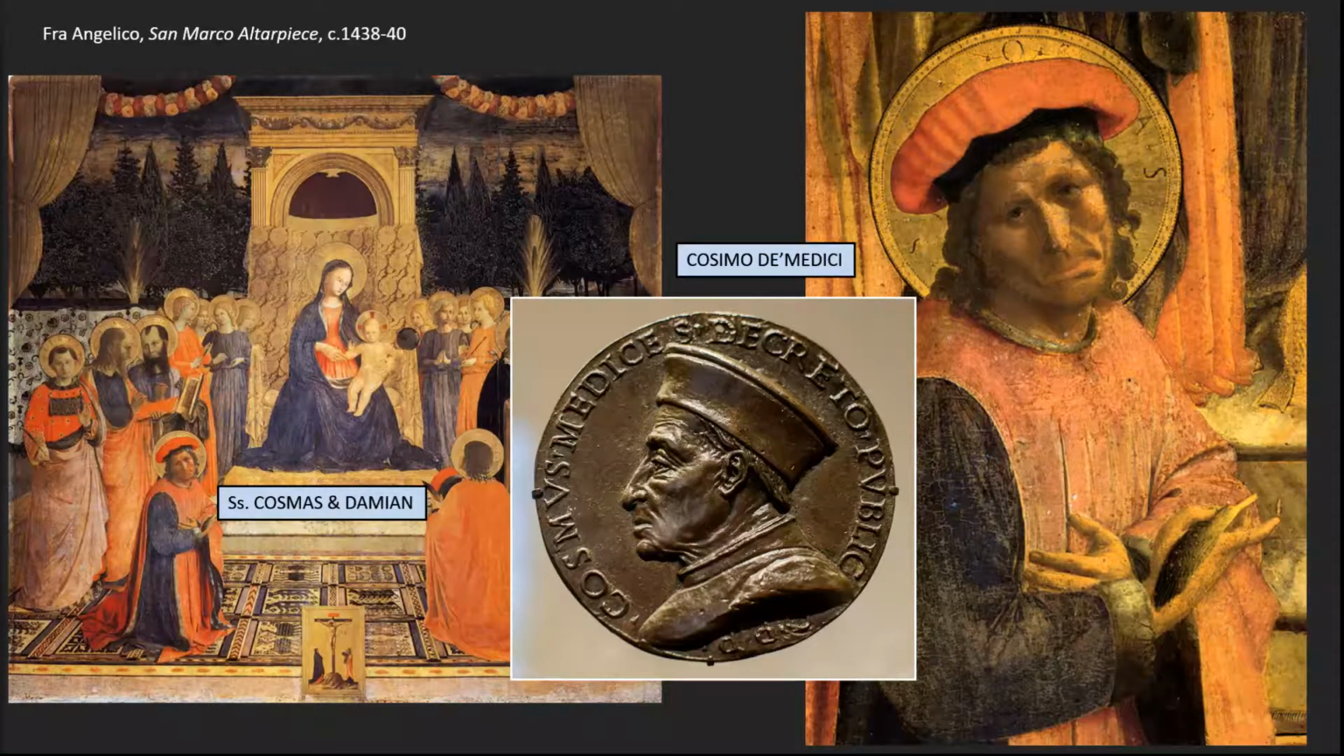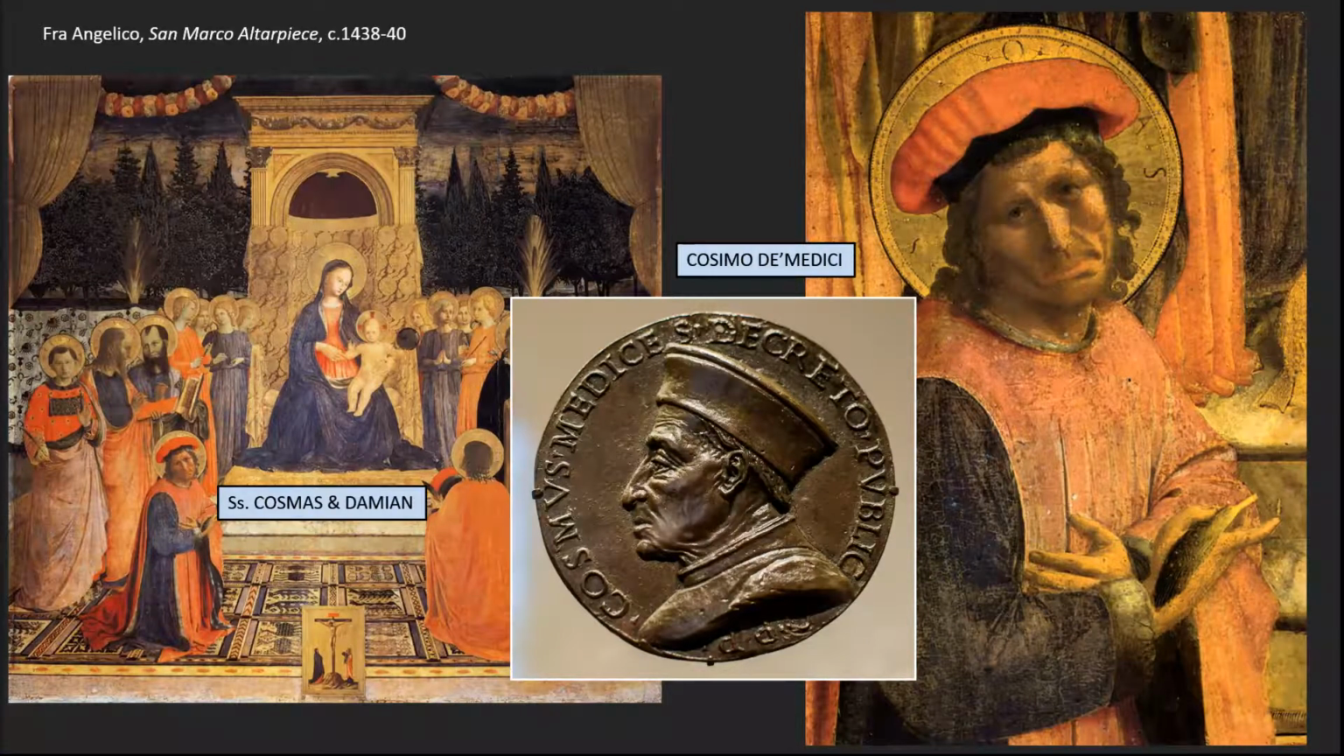And because he pays for it, he gets the family patron saints front and center. Cosmas and Damian are the Medici family patron saints, and the names of Medici's children are usually drawn from Cosmas and Damian. So Cosimo is Cosmas. And if we look at it, that's actually his portrait. That's Cosimo de' Medici in the guise of Saint Cosmas, looking directly at us.